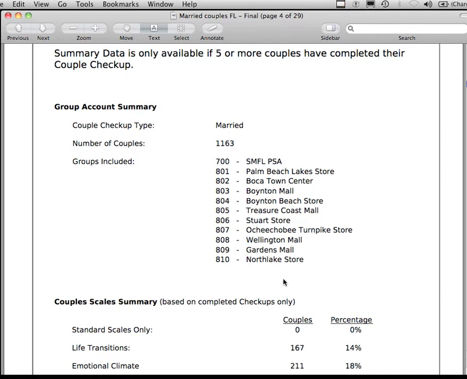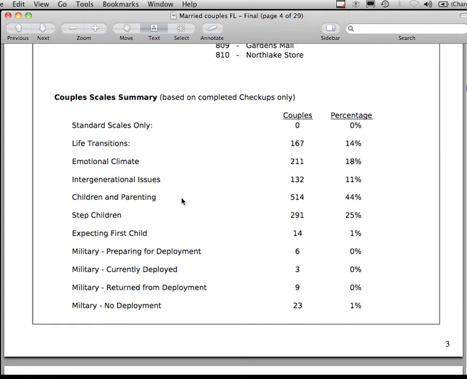So this happened to take place through several Chick-fil-A store locations, and they each had their own voucher code that they were using and giving out to couples. So you can see several store locations were included to pull these couples into this summary report.